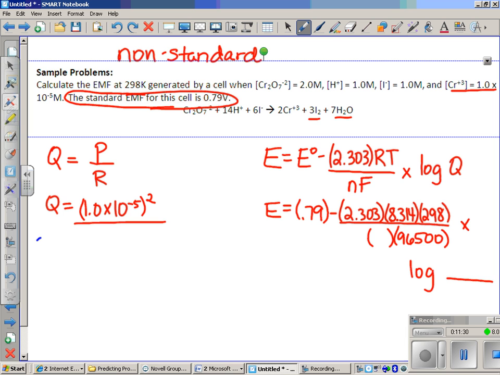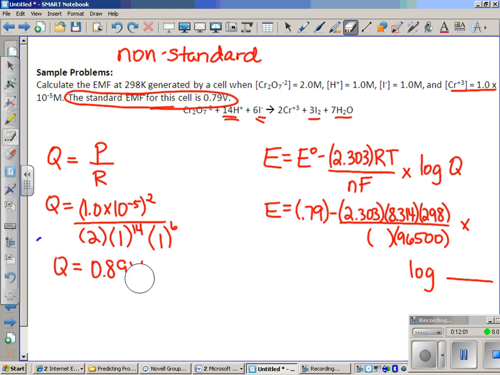Then dichromate right here has a concentration of 2 and the coefficient's a 1, so its exponent will be a 1. Then we have H+, it has a concentration of 1 and its exponent will be 14 because there are 14 H pluses. And then I has a concentration of 1 and there are 6 of them, so it'll be raised to the 6th. Okay, so take all of that, plug in our calculator carefully, and you should get 0.89 volts. That's wrong. That's our final answer. Sorry. I don't have the intermediate one here.